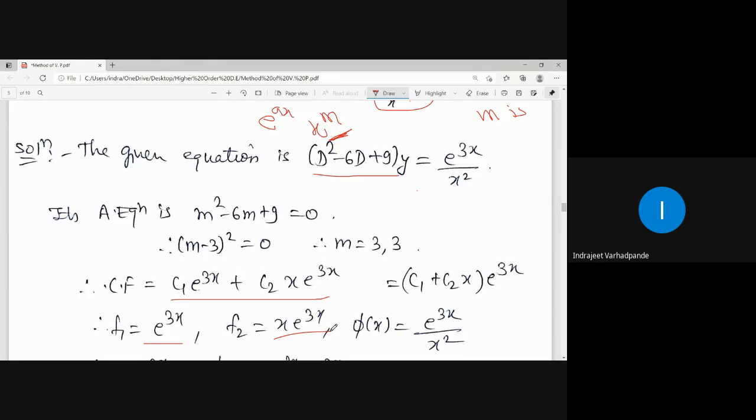Wronskian, W is equal to F1 F2 dash minus F2 F1 dash. What will be the derivative of e to the power 3x? E to the power 3x into 3. Is it clear? Everything is fine, yes sir. All the steps are okay. Yes sir, no difficulty.